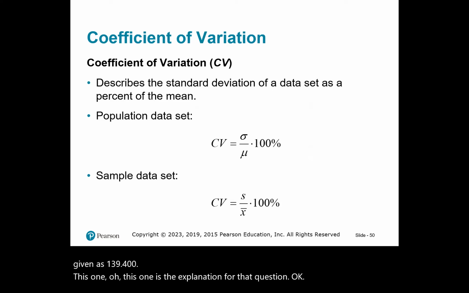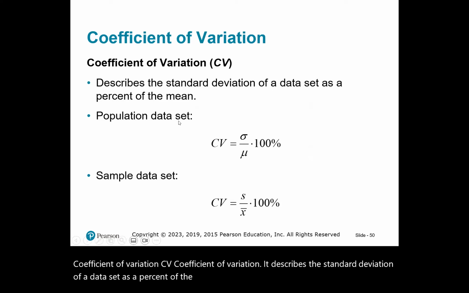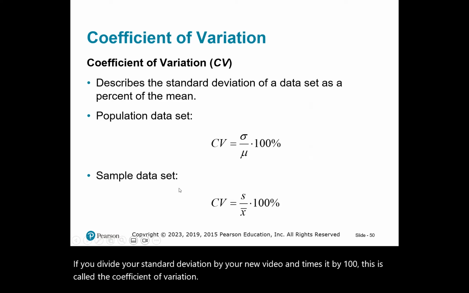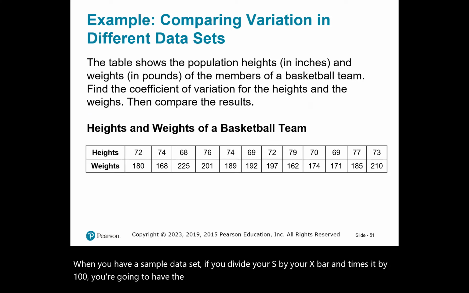Coefficient of variation, CV. It describes the standard deviation of a data set as a percent of the mean. For population data sets, if you divide your standard deviation by your mu value and multiply it by 100, this is called the coefficient of variation. When you have a sample data set, if you divide your s by your x bar and multiply it by 100, you're going to have the coefficient of variation for your sample.